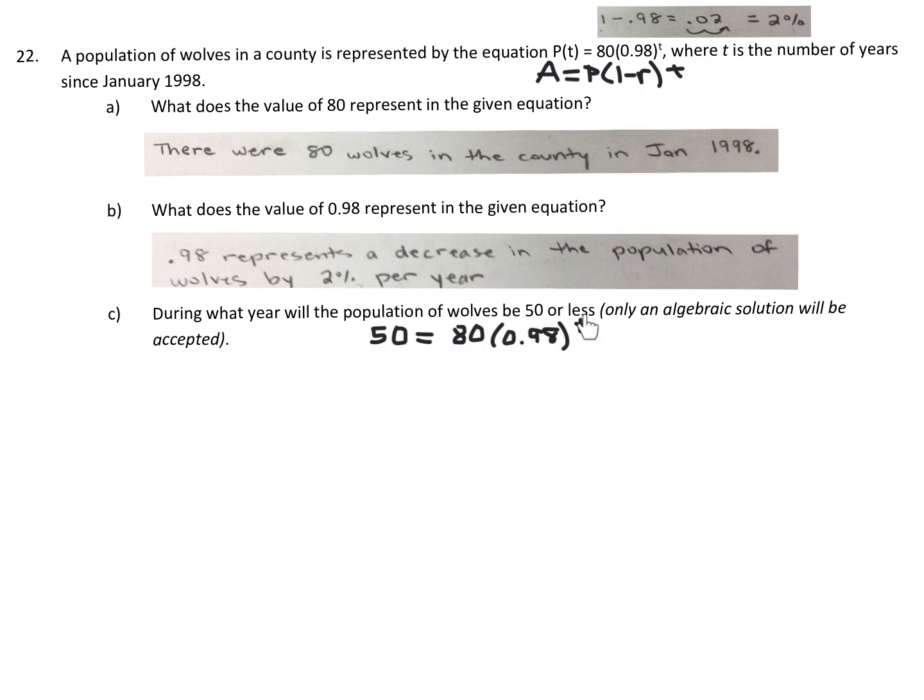Okay, so we know we're solving for an exponent, so we're eventually going to have to use logs. But before we do, we have to get the base that contains that exponent all by itself. So let's first get rid of this 80. I'm going to divide both sides of the equation by 80.